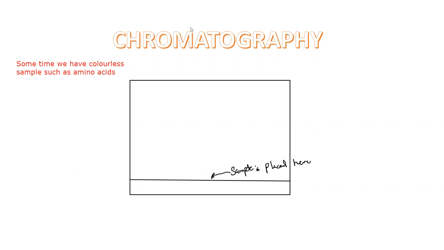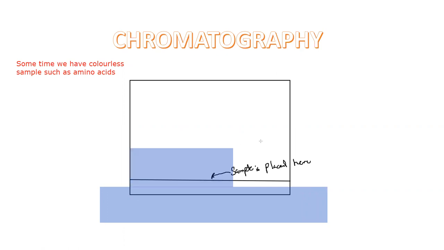Then we use a suitable solvent which can dissolve the sample. The solvent will rise and the component in the sample will also rise. But again, we are not able to see any spots here. Why are we not able to see any spots? Because I mentioned that the substance is colorless. It does not have any specific color.